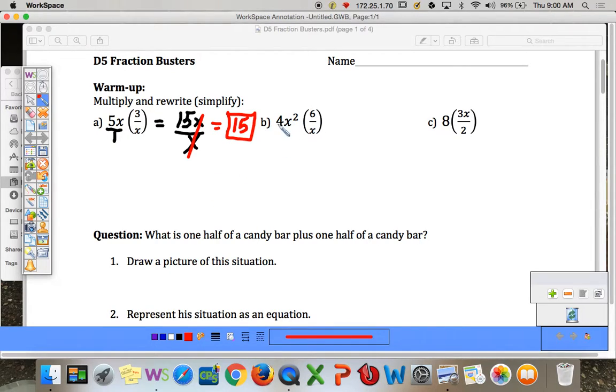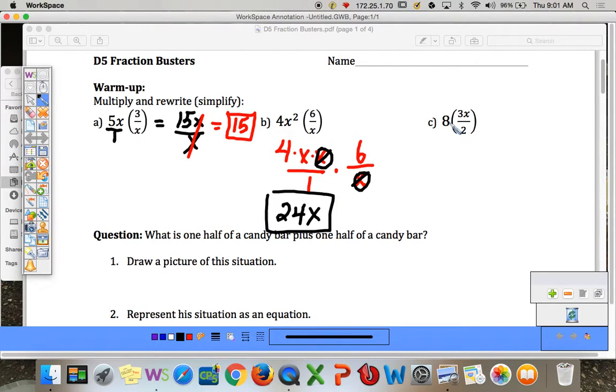So for example, if we have 4x squared, that means the same as 4 times x, and this is over 1, times 6 over x. And if you have anything the same on the top and the bottom, such as this x and this x, we can cancel those before we multiply across. So now when we multiply across, we'll get 24x.